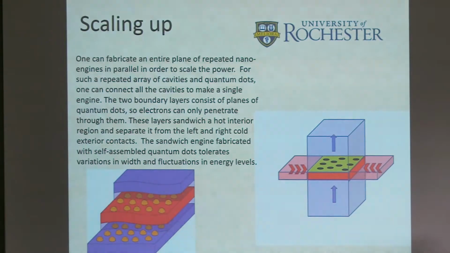is something we call the Swiss cheese sandwich. So the idea is that you have your cold layer, your two cold layers, and then you sandwich the hot layer, and you imagine putting some layer of quantum dots between these two regions, and the quantum dots may be, for example, self-assembled quantum dots.